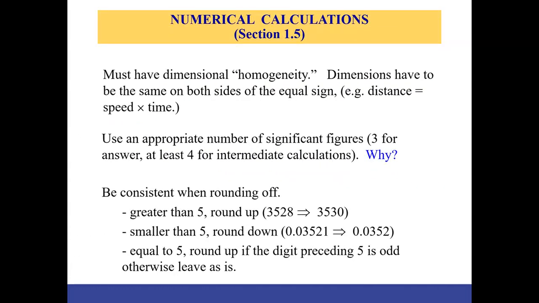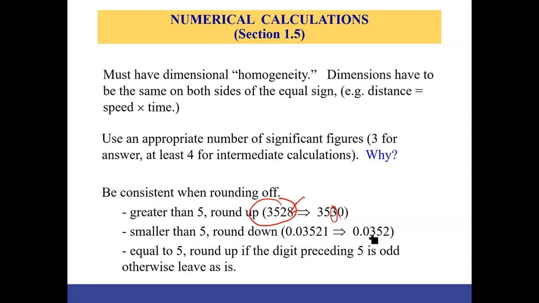Rounding of the answer. So oftentimes during our calculation, our answer is a number which is not exact, so we have to round off. So there are certain rules for rounding. So if we need to round off this number 3528 to the nearest 10, we will round this as 3530. Because the last digit is more than 5, we will round it to 0 and increment the previous digit by 1. So 2 changes to 3 and the last changes to 0.